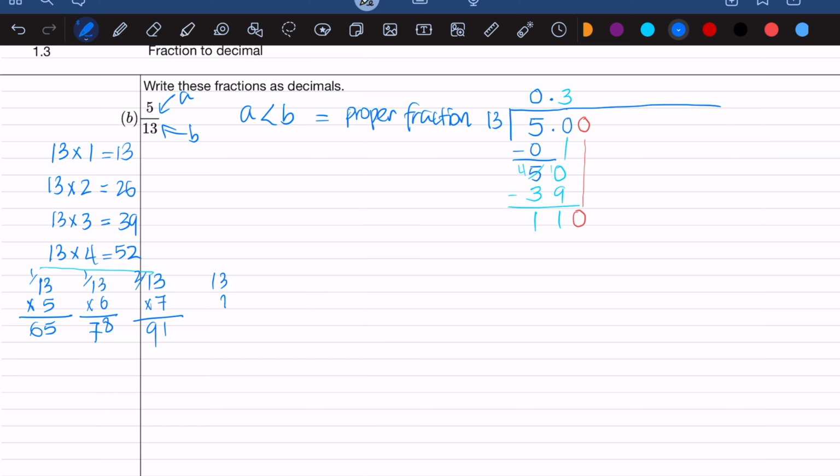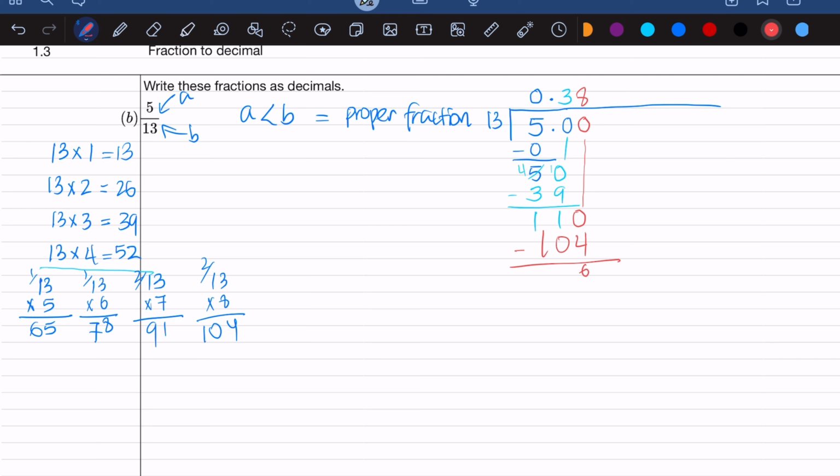One more. 13 times 8 will give me 24. 8 times 1, 8, plus the 2 will be 104. Ooh, it's 104. I think this is the closest one. If I subtract 104 from 110, it will give me only 6. So I think we just need to stop right there. 13 times 8 will give us 104. So it will give us 6.